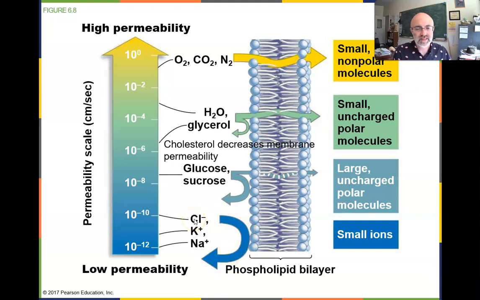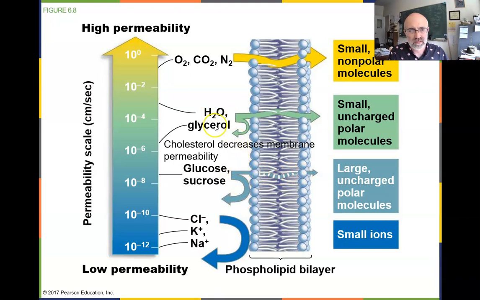Why is that? You know, what is Cl negative, K plus? What do the pluses mean? It means it is a charged ionic form of the element. Charged particles do not move through membranes. Glucose, not charged, but they're relatively large molecules. They'll move through, but not entirely easily.